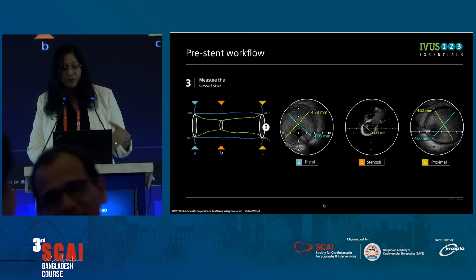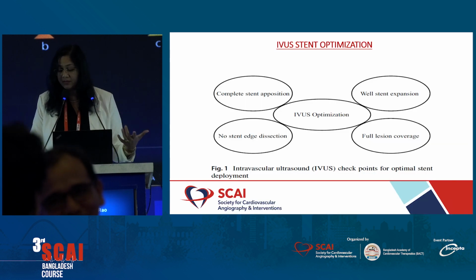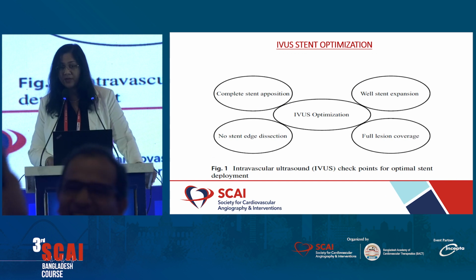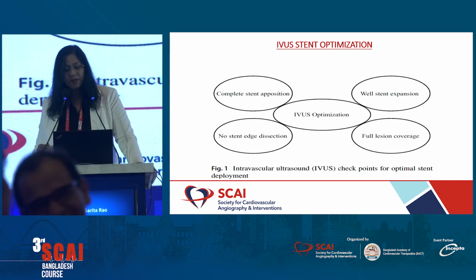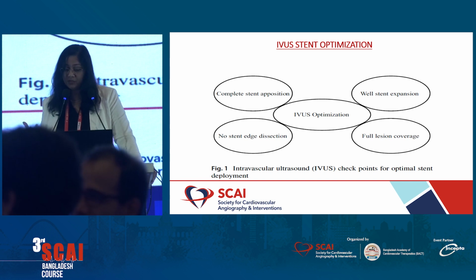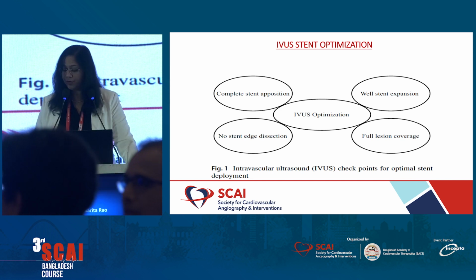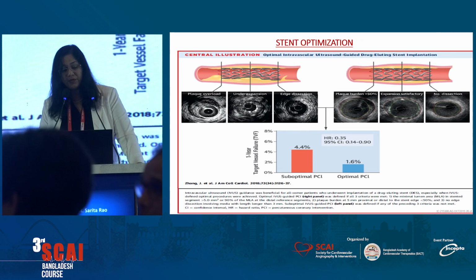So the pre-stent workflow, the final thing is to measure the vessel size. You would want to look at the distal and the proximal vessel size so as to size your stent. So I have a stent optimization. You need a complete stent apposition, a well stent expansion, no stent edge dissection at the end, and a full lesion coverage. So that's what we are looking at when we use IVUS.